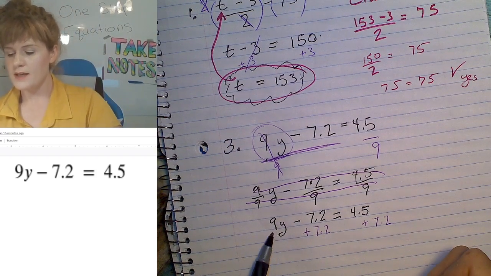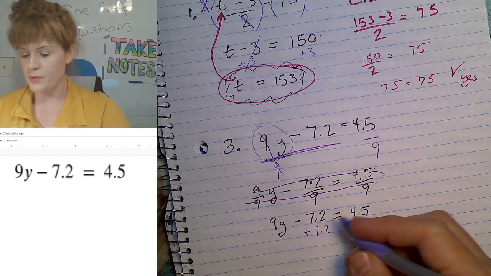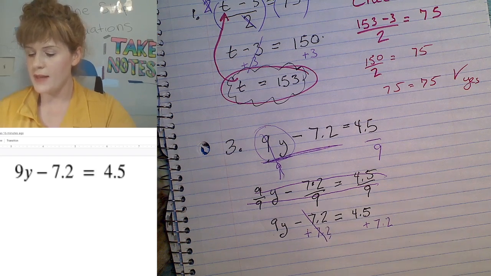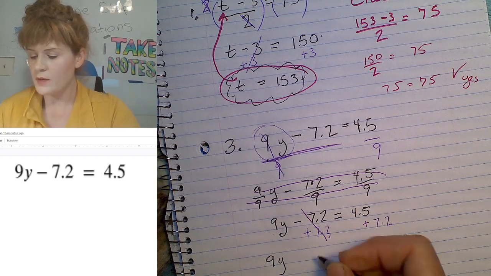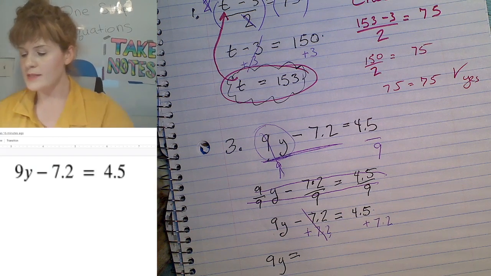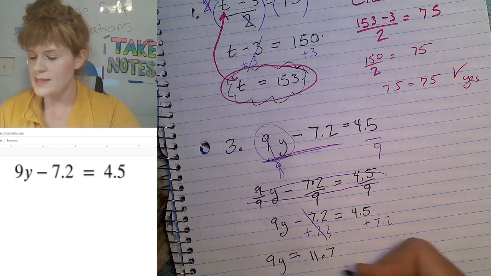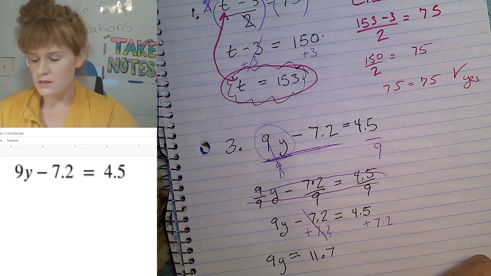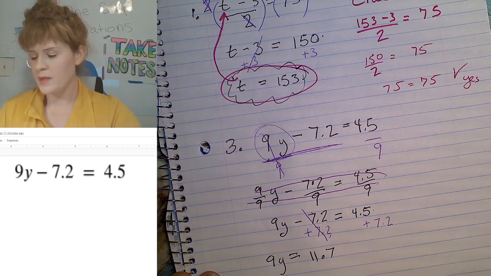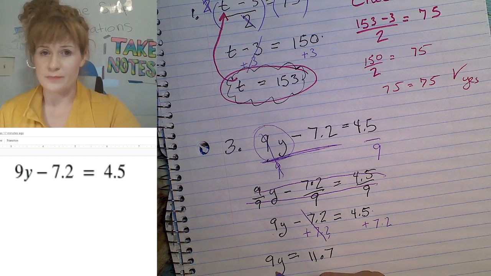Then negative 7.2 plus 7.2 does cancel out. That equals 0. And I'm left with 9y equals 4.5 plus 7.2, which is 11.7, isn't it? I hope I didn't make a mistake doing it in my head. Sometimes I do. Okay, now I can undo this multiplication.